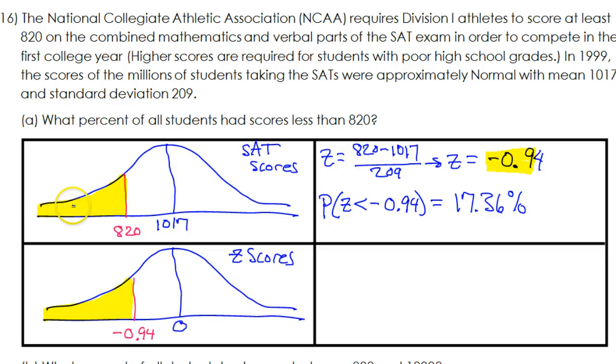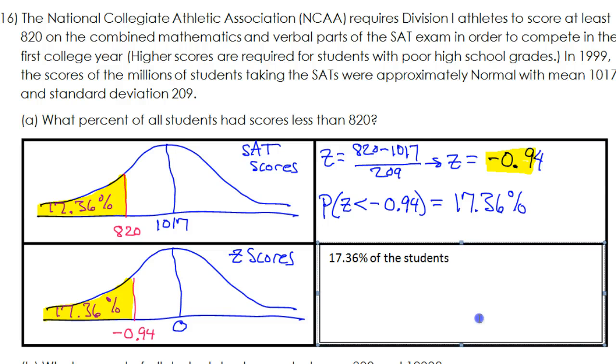Okay, so this shaded area over here represents 17.36% of the students. 17.36%. And let's go ahead and write our final answer in the form of a sentence, which is what the 4th box is for. 17.36% of the students scored below 820. Alright, so that's it for that problem.